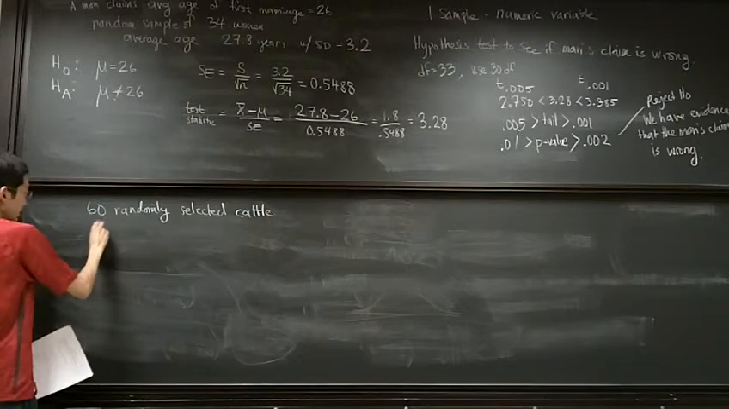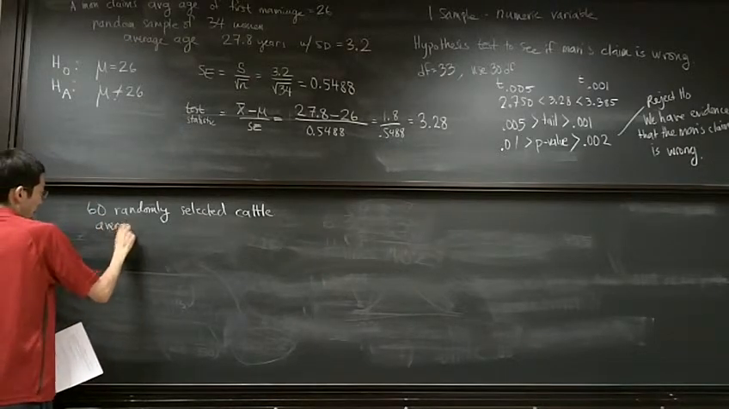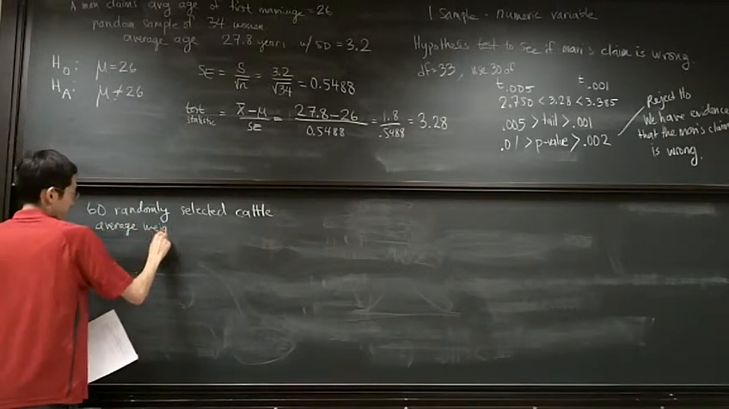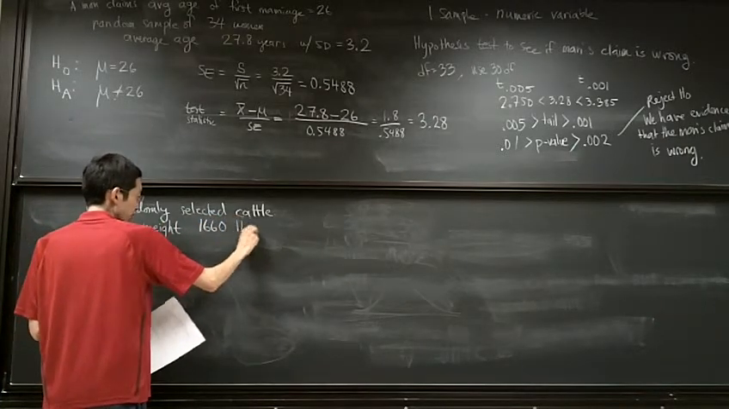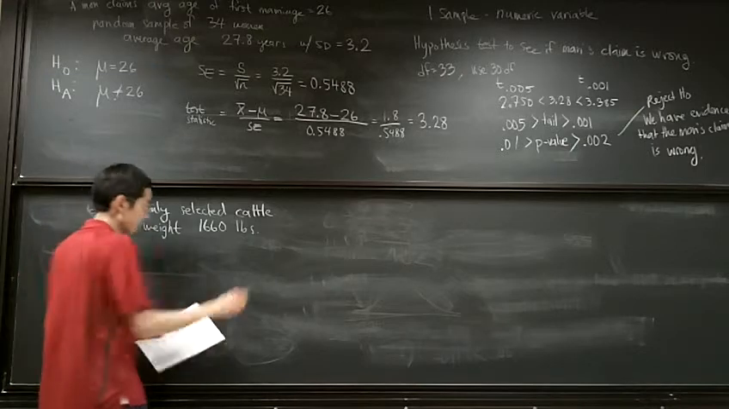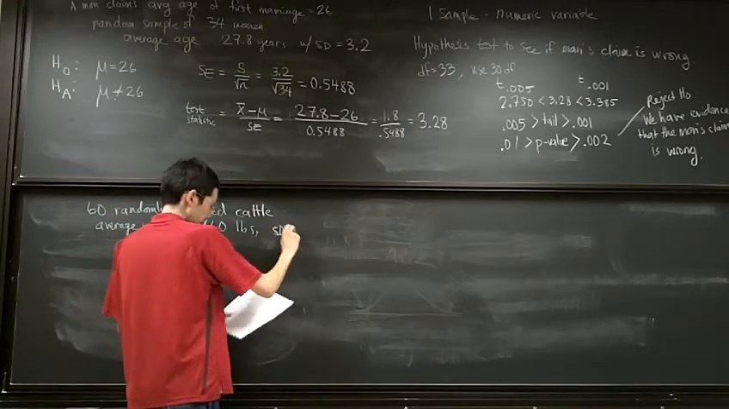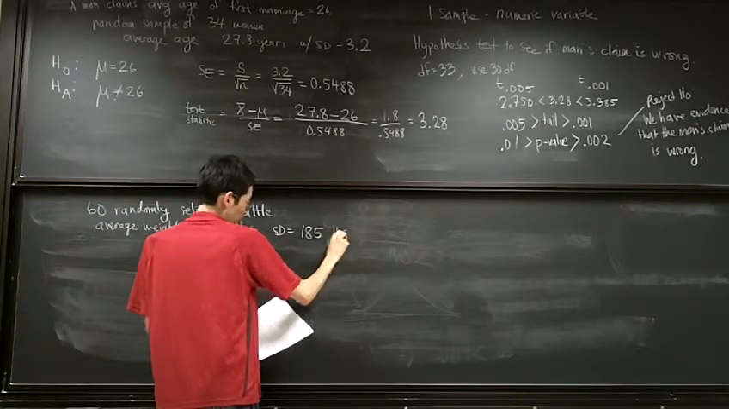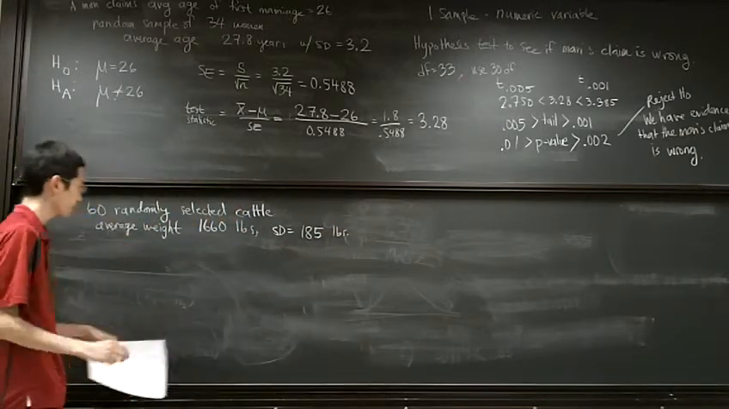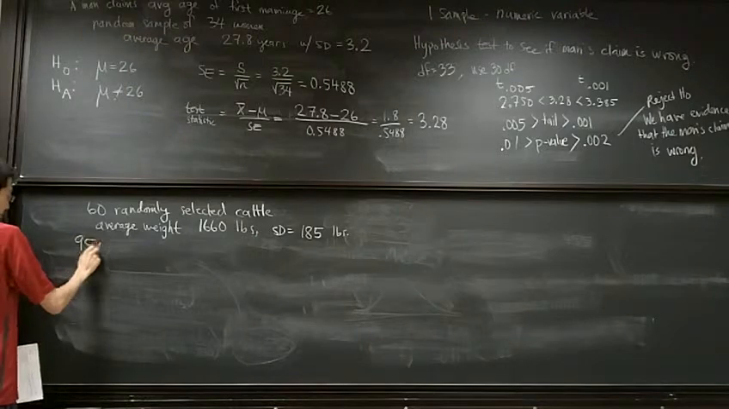And the average weight is 1,660 pounds. Standard deviation, 185 pounds. And we're going to make a 95% confidence interval.